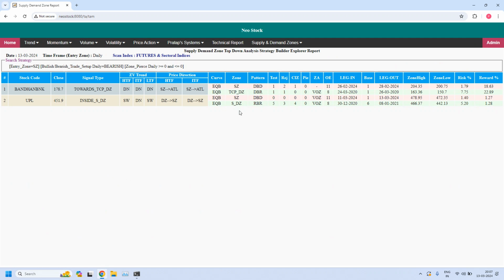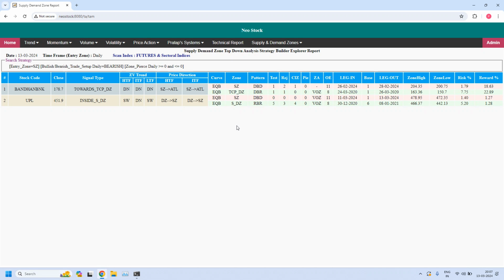You need to look for supply zones only. And moreover, Bandhan Bank already gave an entry. Okay, this is about monthly income trade. The entry time frame, that is our lower time frame, is daily.